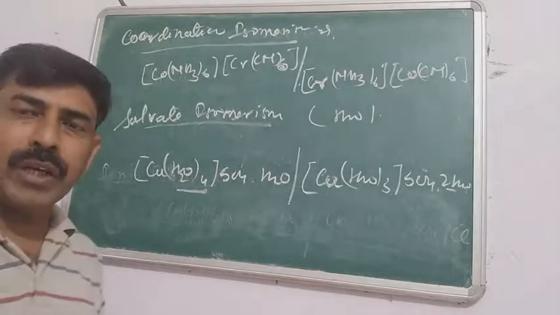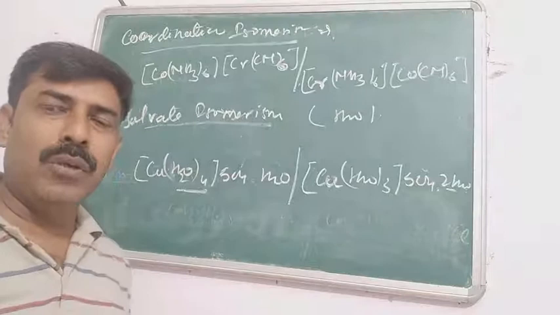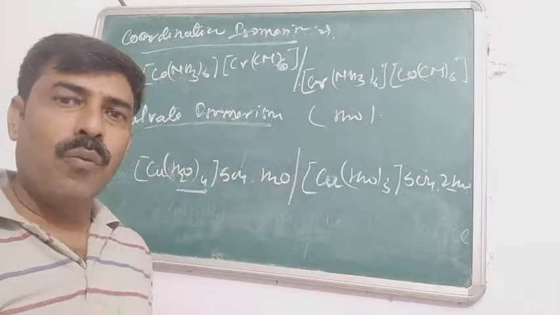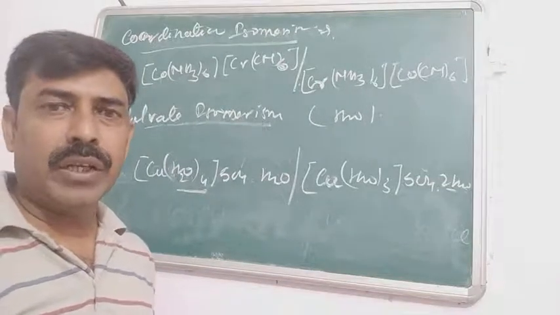So these were the different types of the isomerism in the case of the coordination compounds. In the next video we will see about the valence bond theory for the coordination compounds.